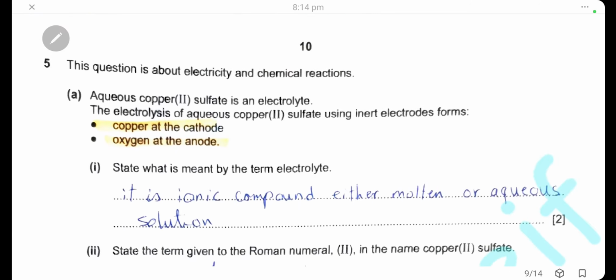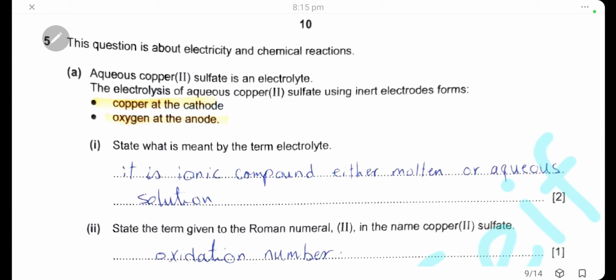Question 5. This question is about electricity and chemical reactions. Aqueous copper sulfate is an electrolyte. The electrolysis of copper sulfate using inert electrodes forms copper at the cathode and oxygen at the anode. State what is meant by the term electrolyte. An electrolyte is an ionic compound, molten or in aqueous solution, that can conduct electricity. State the term given to the Roman number 2 in the name copper(II) sulfate. This Roman number indicates the oxidation number of copper.